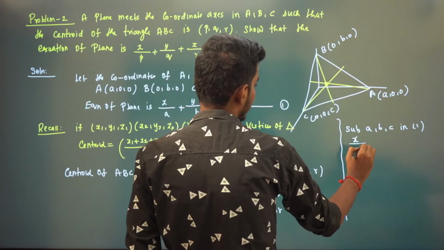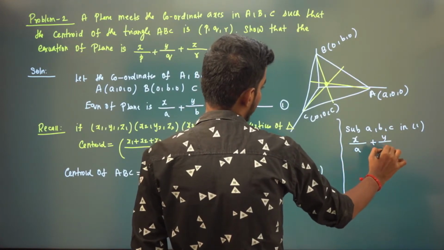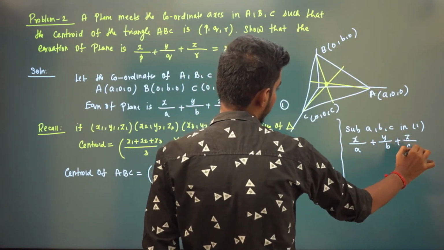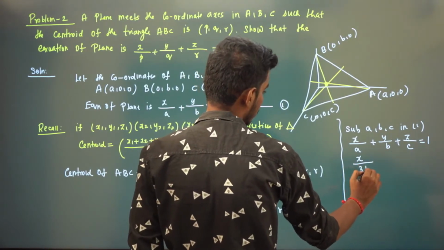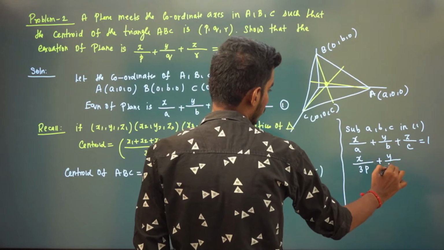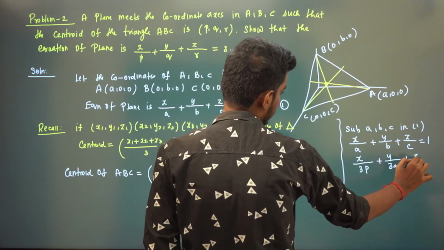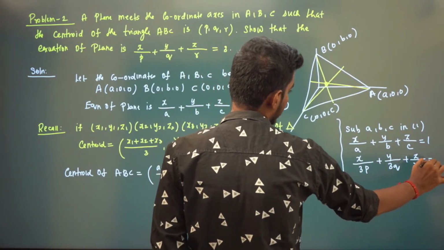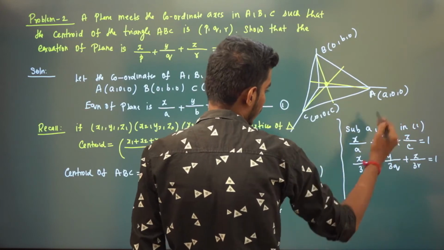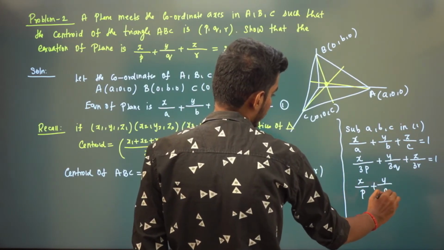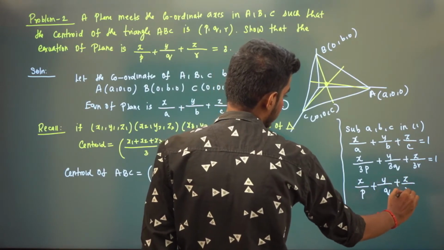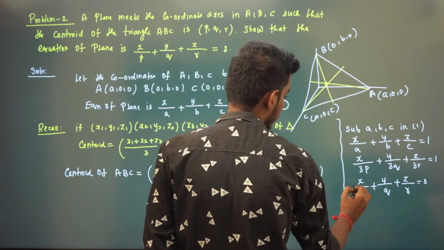So we have x by a plus y by b plus z by c is equal to 1. a is 3p, b is 3q, c is 3 times r, is equal to 1. Take 1 by 3 outside and bring that to the other side. So we have x by p plus y by q plus z by r is equal to 3. This is what we need to prove.